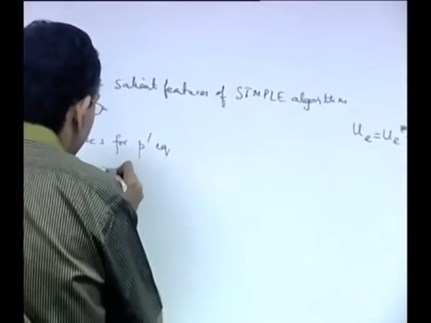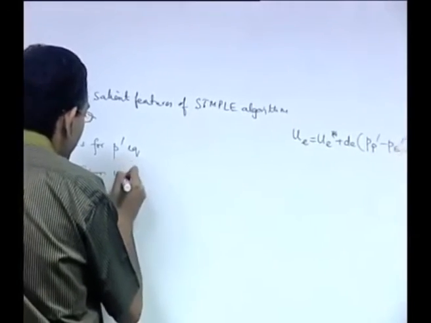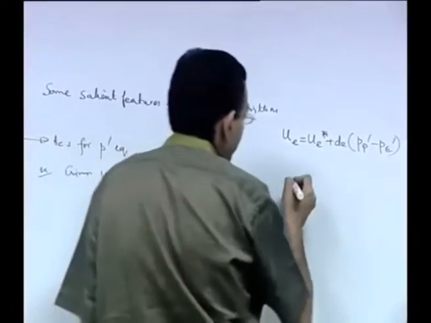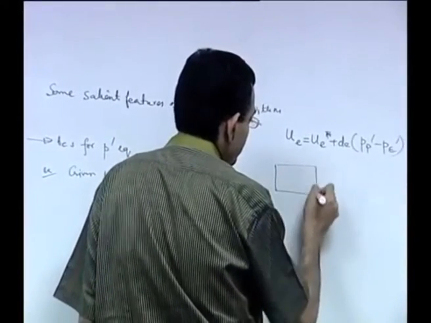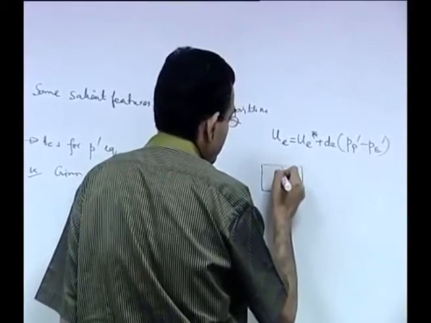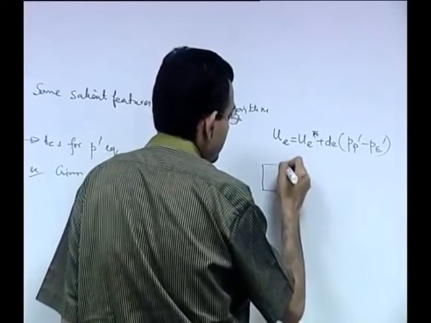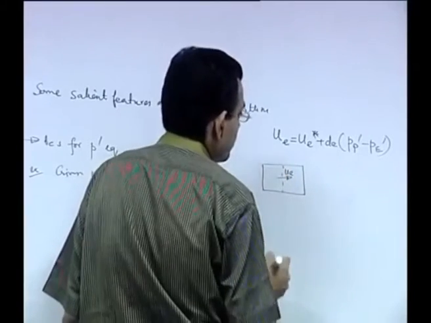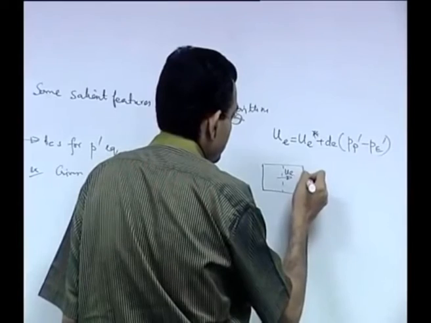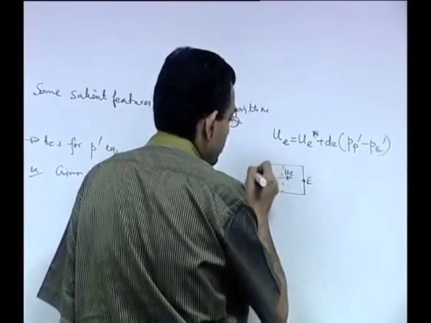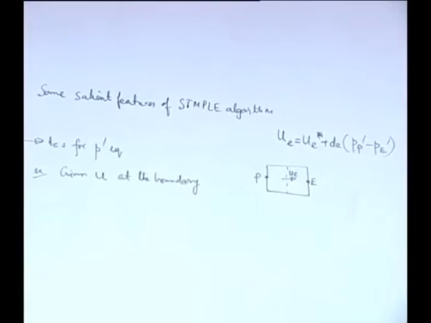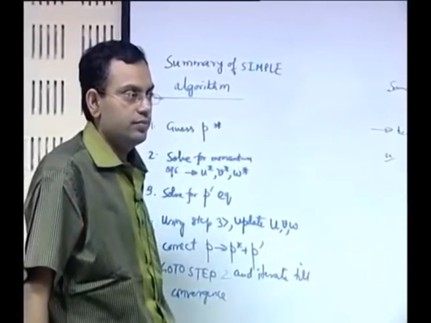So if you have a given velocity at the boundary, then how do you reflect that in your implementation of the algorithm? How do you reflect that?